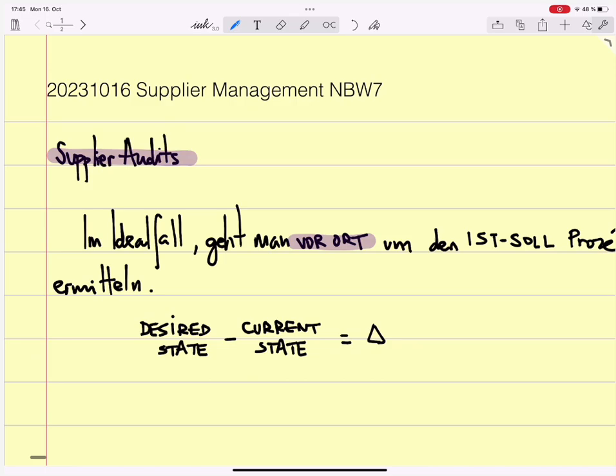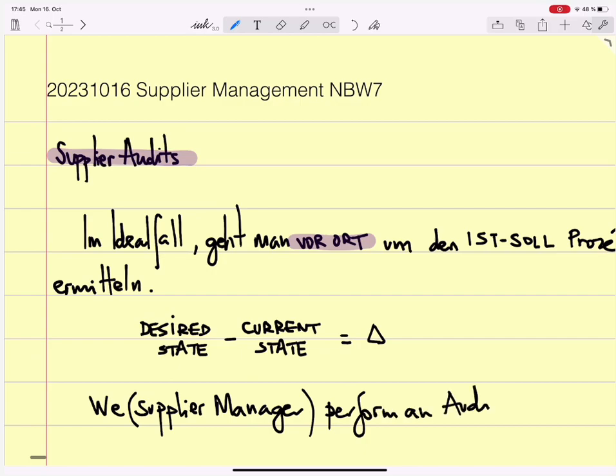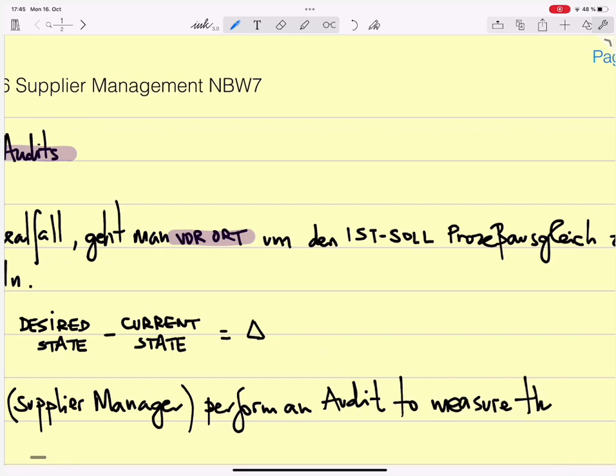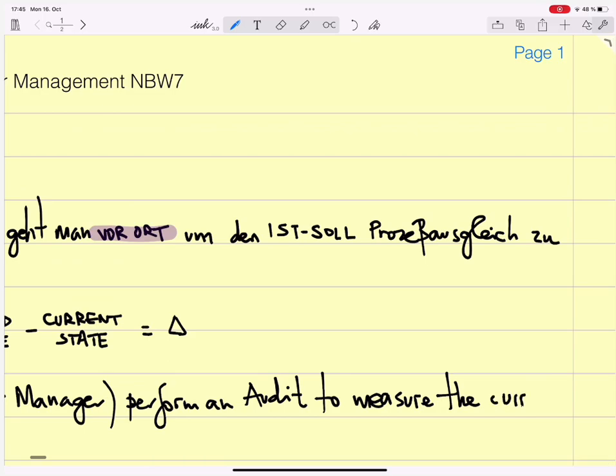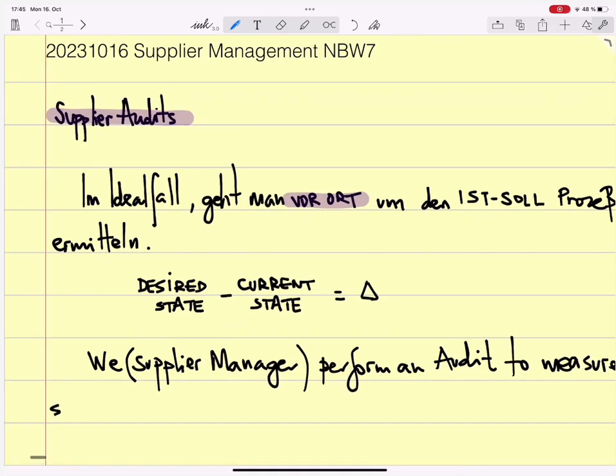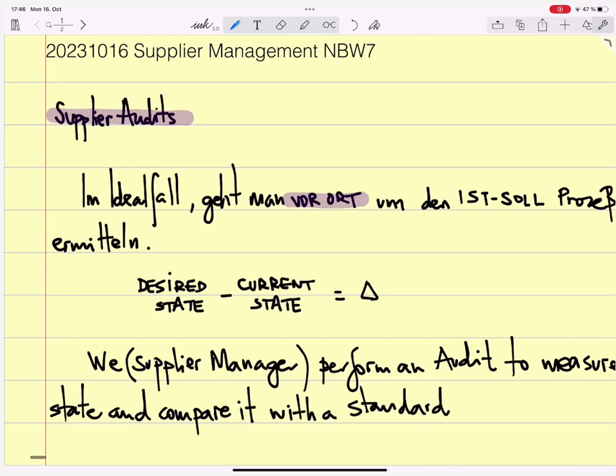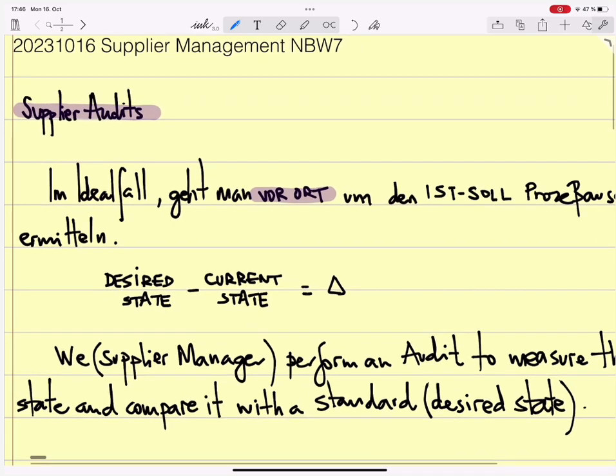So, we, supplier managers, perform an audit to measure the current state and compare it with a standard or desired state. Okay, whatever we have agreed with our supplier.